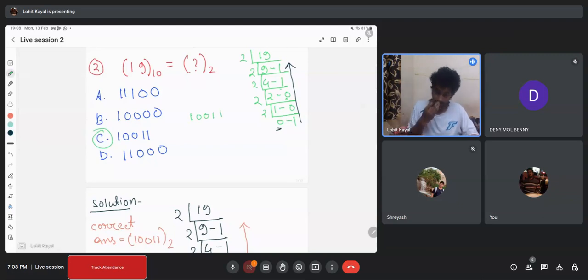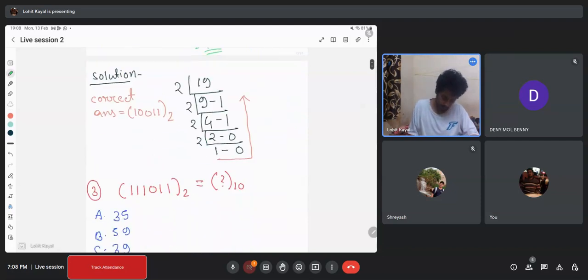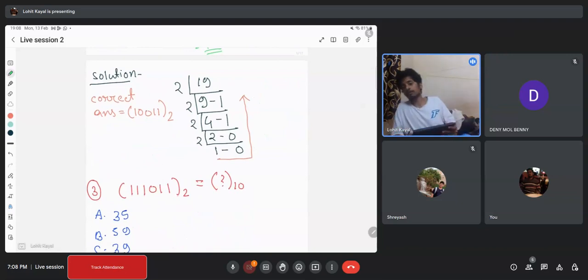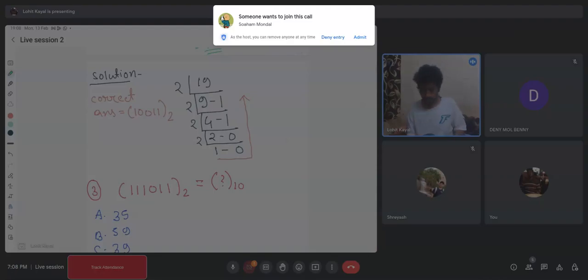Now let's check if the solution is correct. It will start from 0, then 1, then 2, then 3, then 4. So 1 into 2 to the power 4, plus 0 into 2 cube, plus 0 into 2 square, plus 1 into 2 to the power 1, plus 1 into 2 to the power 0. The answer will be 16 plus 0 plus 0 plus 2 plus 1 equal to 19. So this answer is correct. Here I have shown the solution in this manner. When I share this document with you, you will be able to see the solution in the document.